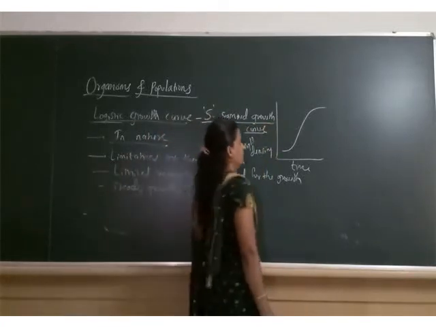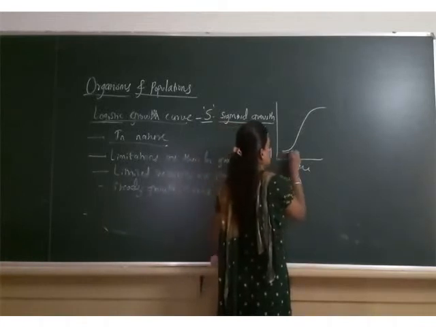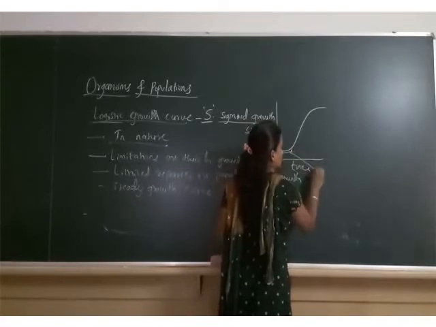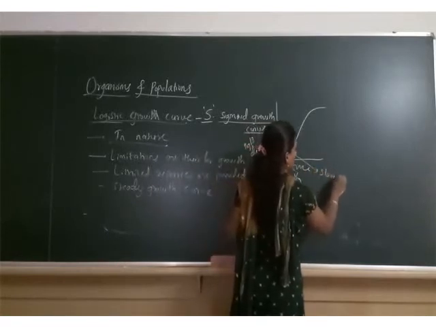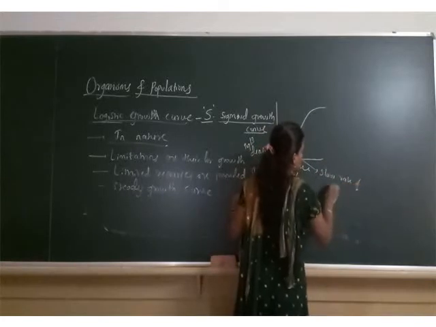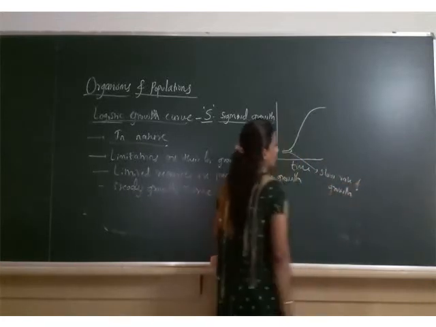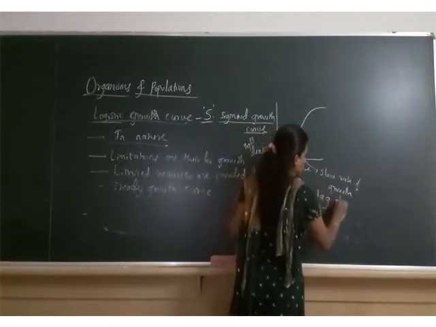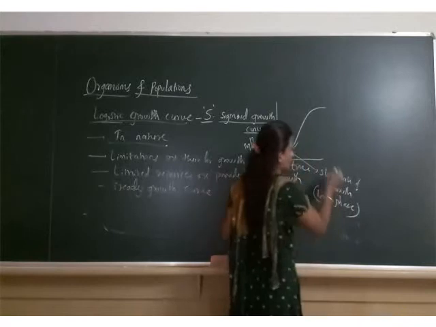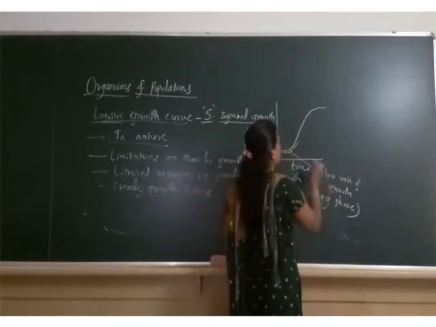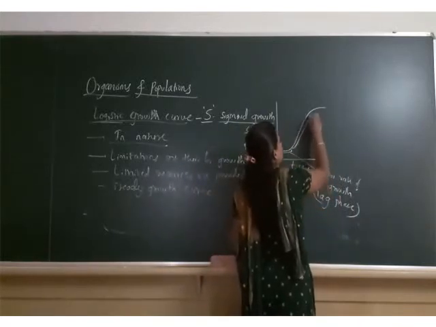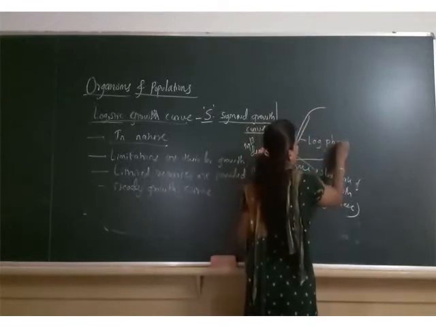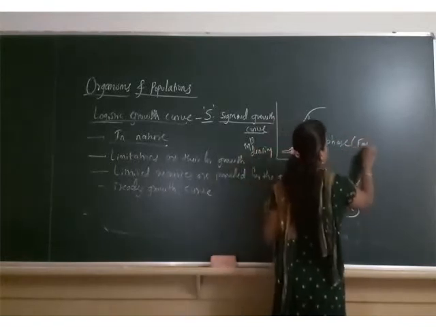Here we can calculate from this to this. This is called slow rate of growth. Slow rate of growth is called lag phase. From this up to this, this period is called log phase. That is fast growth.